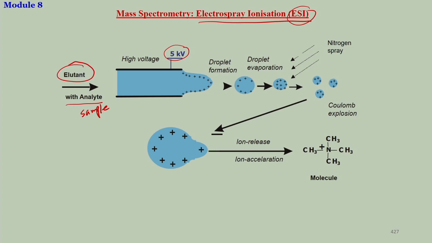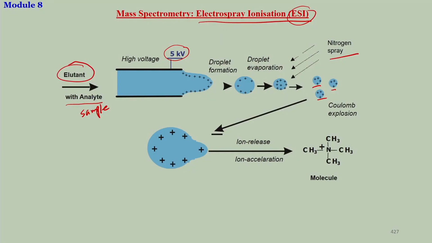Then, the droplet was big, so you have to do evaporation. For the droplet to get smaller, dry nitrogen is sprayed on the droplet. It will evaporate the solvents that you have used. If the solvents are evaporated, the droplets become even smaller. By doing so, the size of the droplets becomes so small gradually that at one point of time, the positive charge density would be so high that it will burst or explode. This is known as Coulomb explosion.